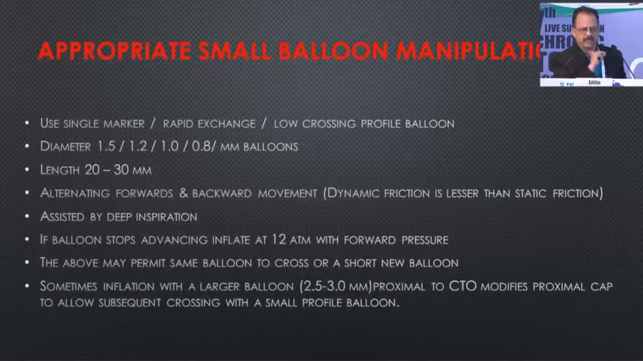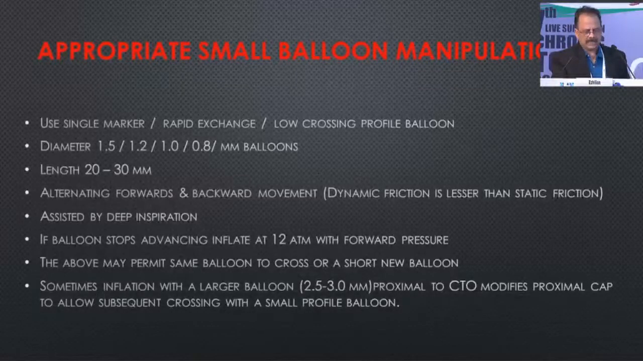Alternating forward and backward movement should be done. This is because the dynamic friction is lesser than the static friction. If you don't pull and push the balloon, you won't be able to break the proximal cap. And it should be assisted by deep inspiration, as already told. If the balloon stops advancing, inflate at 12 atmospheres with forward pressure. The above may permit the same balloon to cross, or remove that and try to cross with a shorter new balloon.